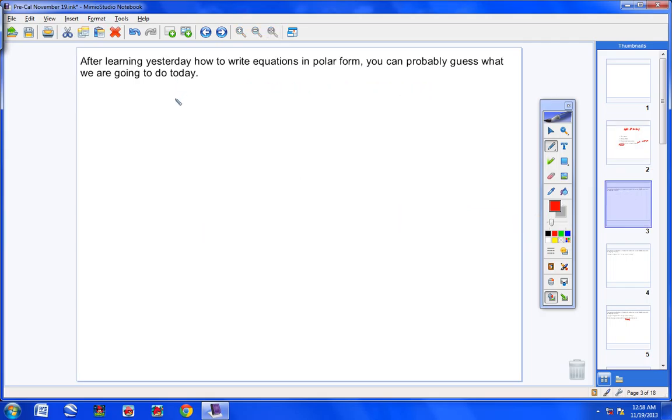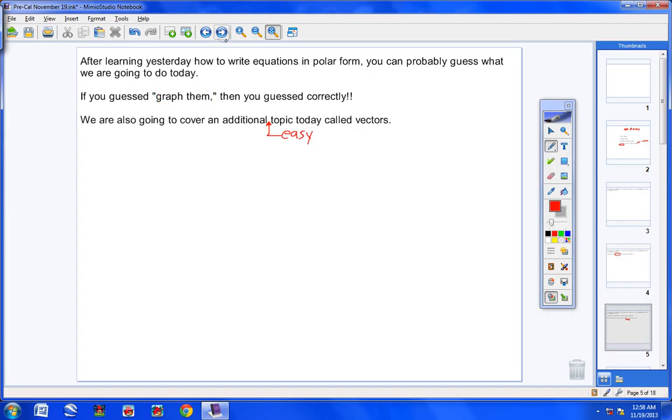Go ahead and get your notebooks out, your pens, pencils, books, calculators, and everything else. After learning yesterday how to write polar equations, or equations in polar form, you can probably guess what we're going to do today. If you guessed graph them, then you guessed correctly. We're going to learn today how to graph polar equations, or equations that are in polar form.